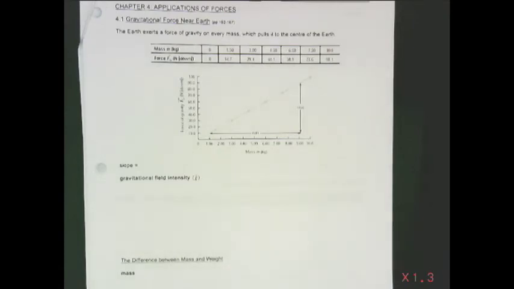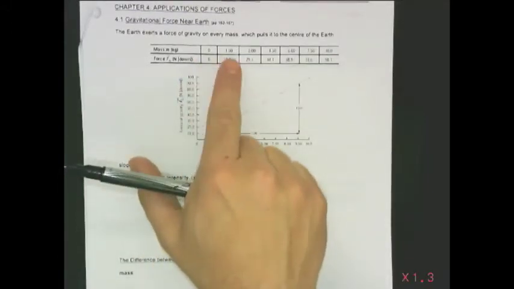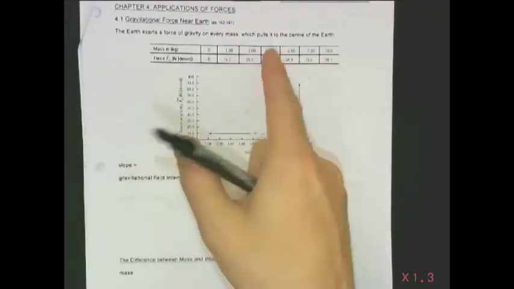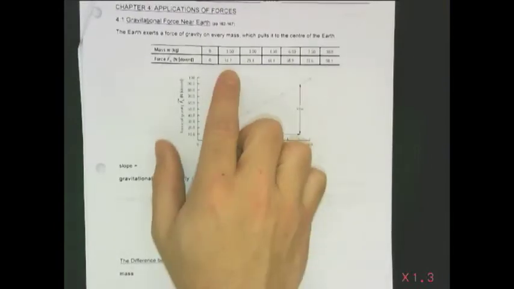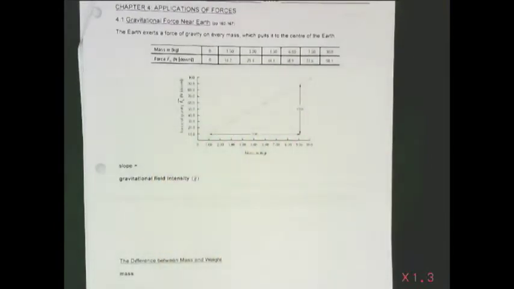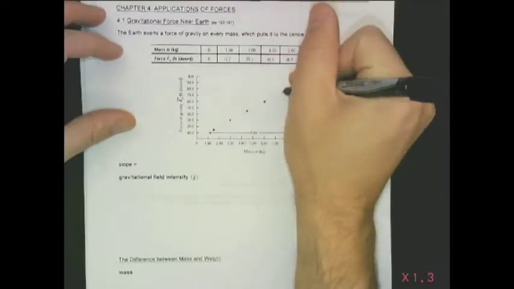Today's lesson is building on some information that we've already studied. We're talking about the gravitational force near the Earth. Scientists wanted to explore the nature of gravity, and what they did was measure the force of gravity acting on various masses near the Earth. They found the forces acting on these masses and plotted the data. That seems like a scientific thing to do: plot the data of mass versus the force of gravity.